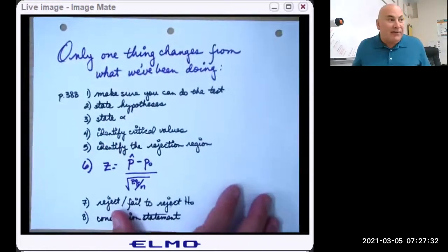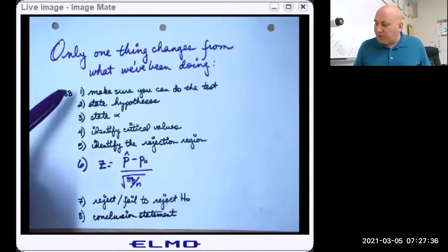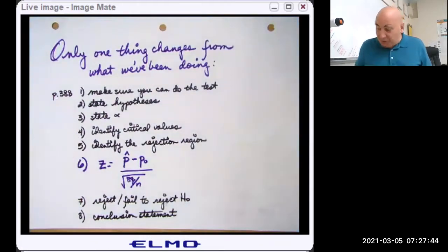So the only thing that changes in our steps for doing a hypothesis test from means to proportions, all of this remains the same, assuming we're using the critical value method, the rejection region method. The only thing that changes is how we calculate a z-score. And it's p hat minus p0 over this standard error.